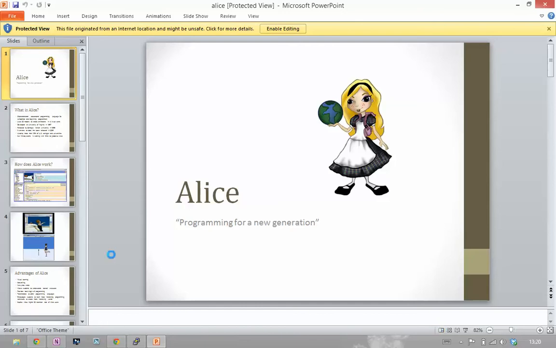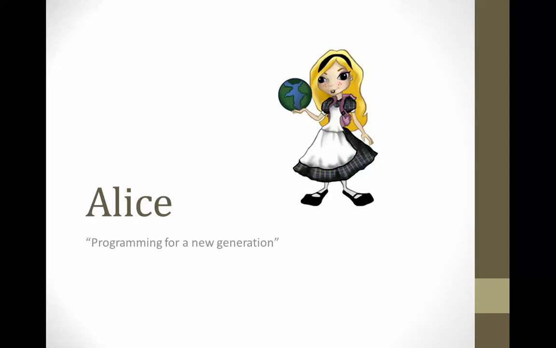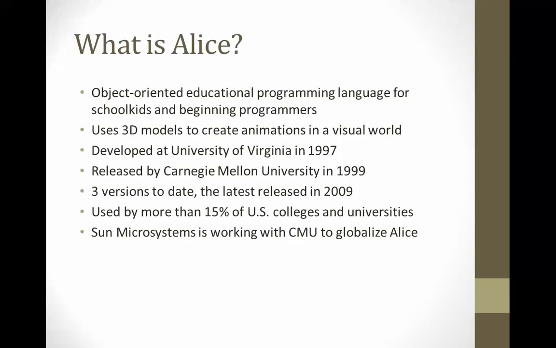So, I'm going to be talking about Alice today. And Alice is an object-oriented programming language that's used to educate school kids, but also beginning programmers. It uses 3D models to basically create animations in a visual world. Originally, it was developed at the University of Virginia in 1997, and then under the guidance of the same guy, it was released by Carnegie Mellon in 1999. And today, there have been 3 versions that have been released, the latest of which was released in 2009.